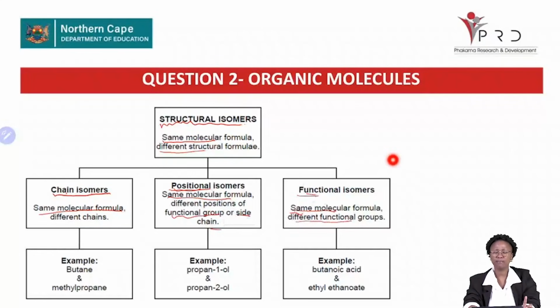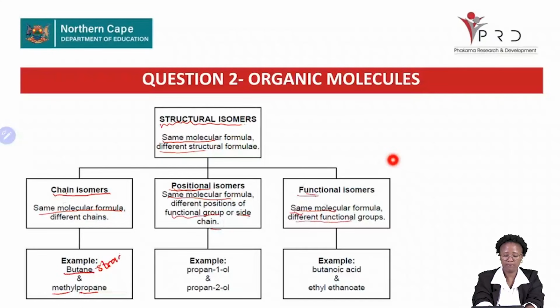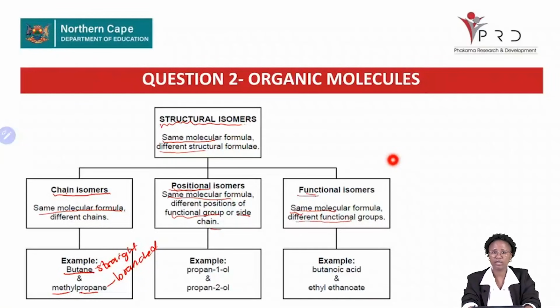Now let's look at some examples that I attached here to help you remember the difference. For chain isomers, you have here butane. The moment I want to draw a structural formula of butane, I remember that butane is a straight chain. But methyl propane is no longer a straight chain. It is a branched chain. So I have two types of chain: a straight chain over here, and this one gives you a branched chain. That is the difference. They have the same molecular formula, but they are different when it comes to their chain types. One is the straight chain, while the other one is the branched chain.